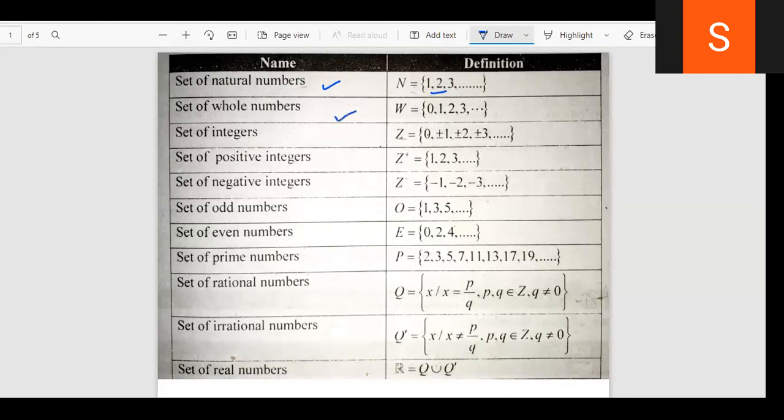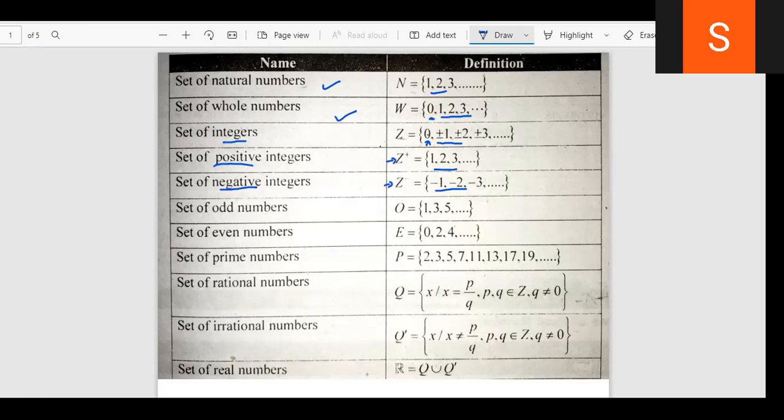In whole numbers, we had zero as well, and the rest of the set was just like the set of natural numbers. In integers, we have both positive and negative integers and zero as well. In positive integers we only have positive integers. In negative integers we just have negative integers, and we do not have zero in positive and negative integers. So just be clear with this.